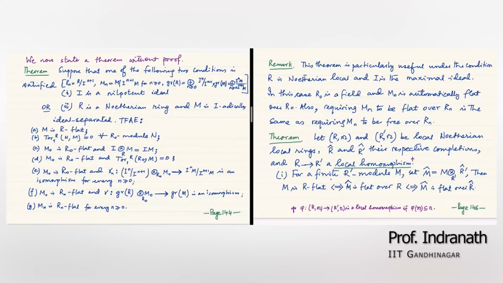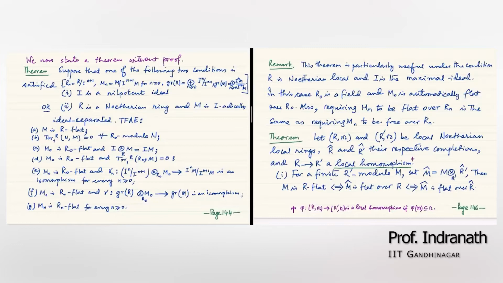Also requiring M_n to be flat over R_n is the same as requiring M_n to be free over R_n. Okay. So, basically your conditions are that every time you are specializing to R_0, that being a field for a Noetherian local ring, your flatness would be kind of automatic. Then requiring M_n to be flat over R_n is the same as requiring M_n to be free over R_n.